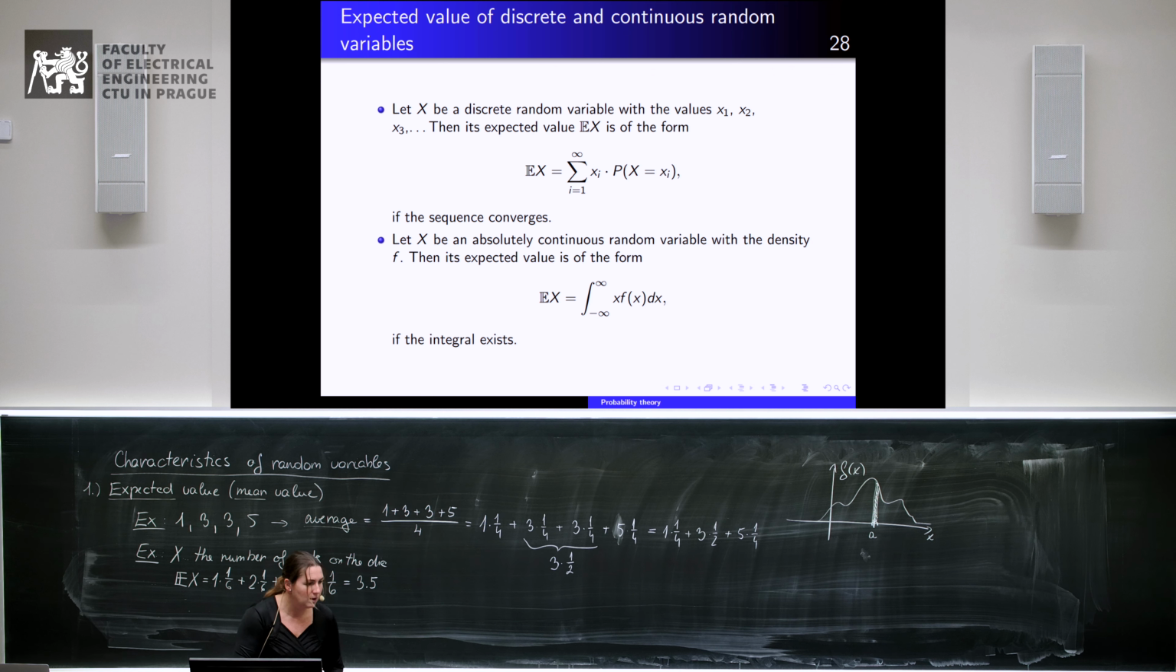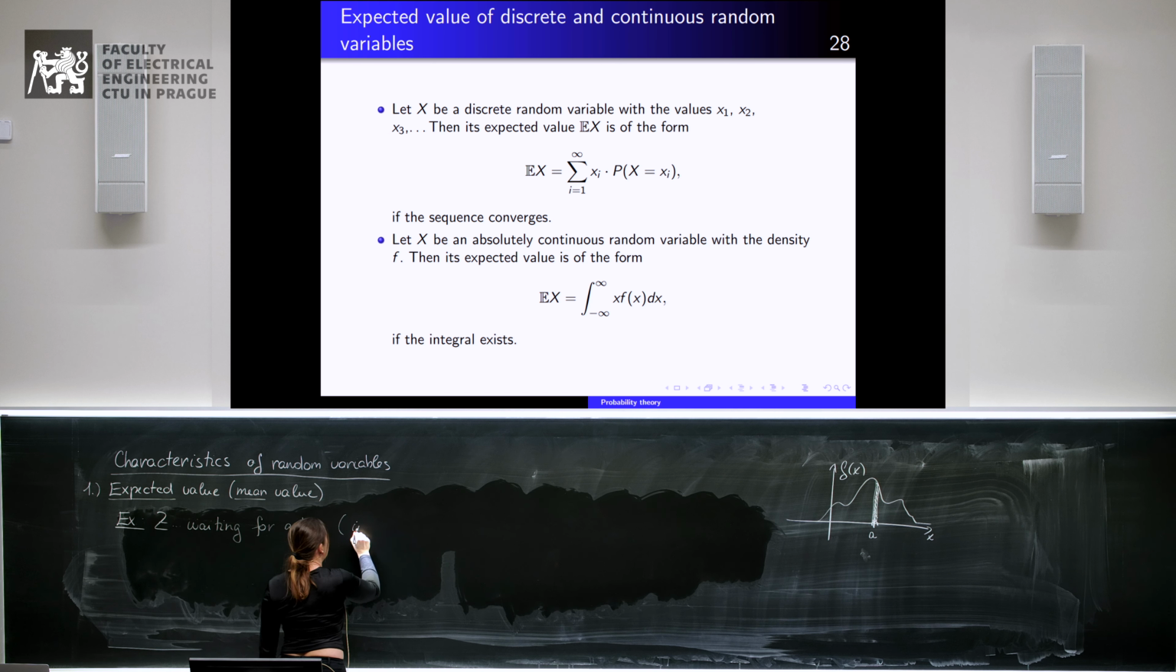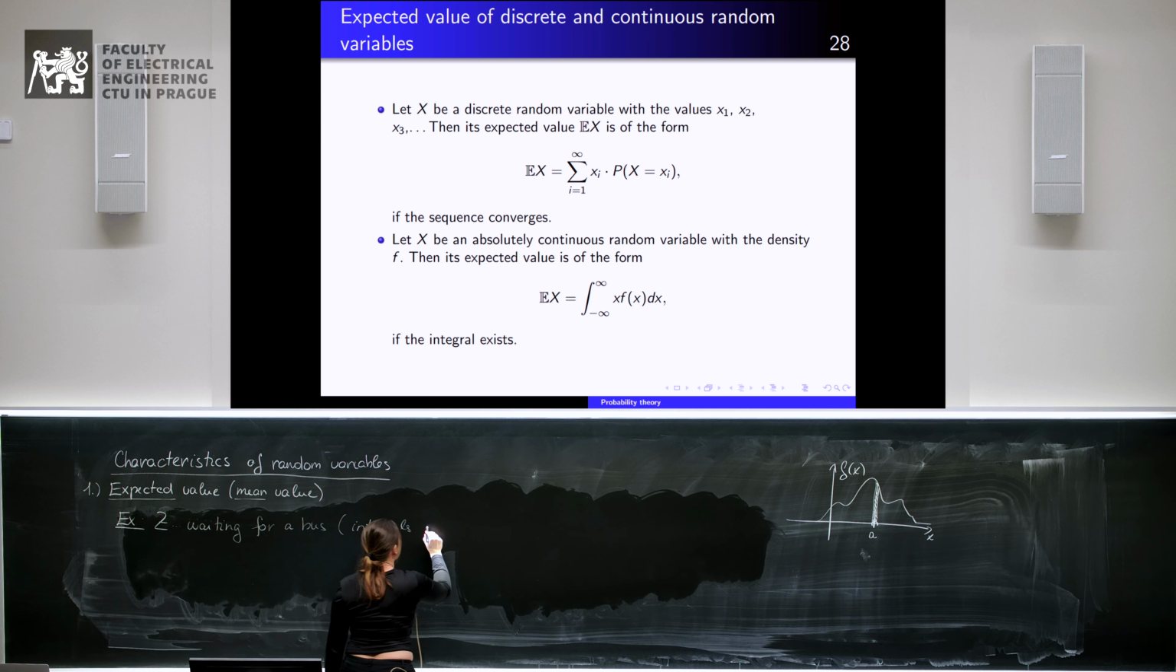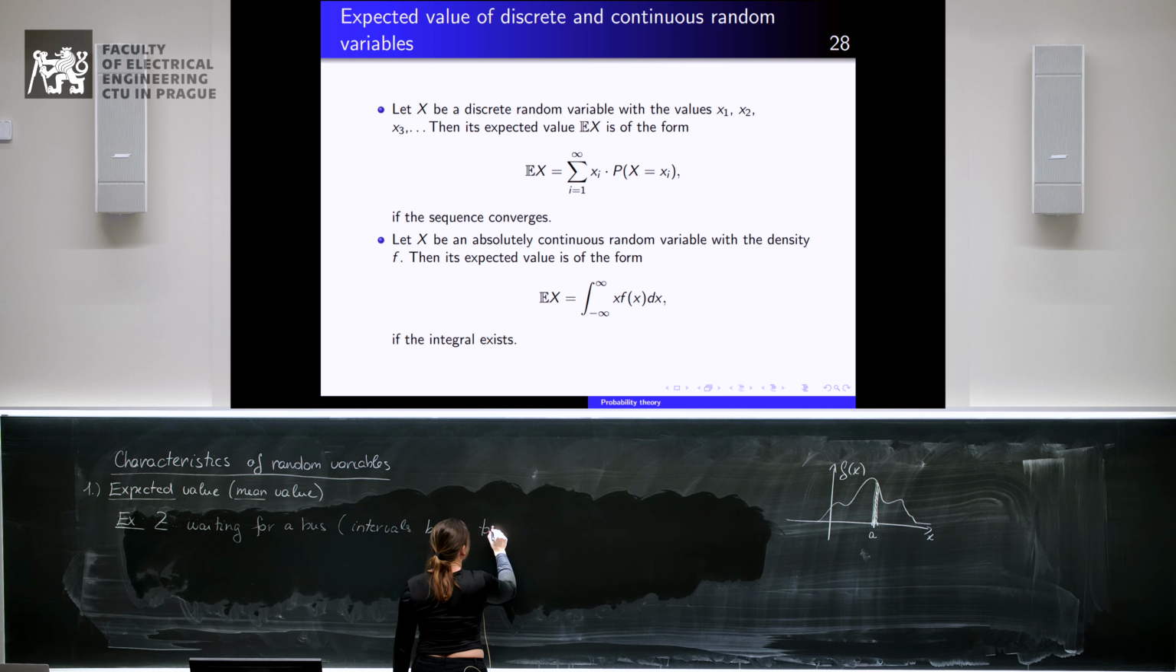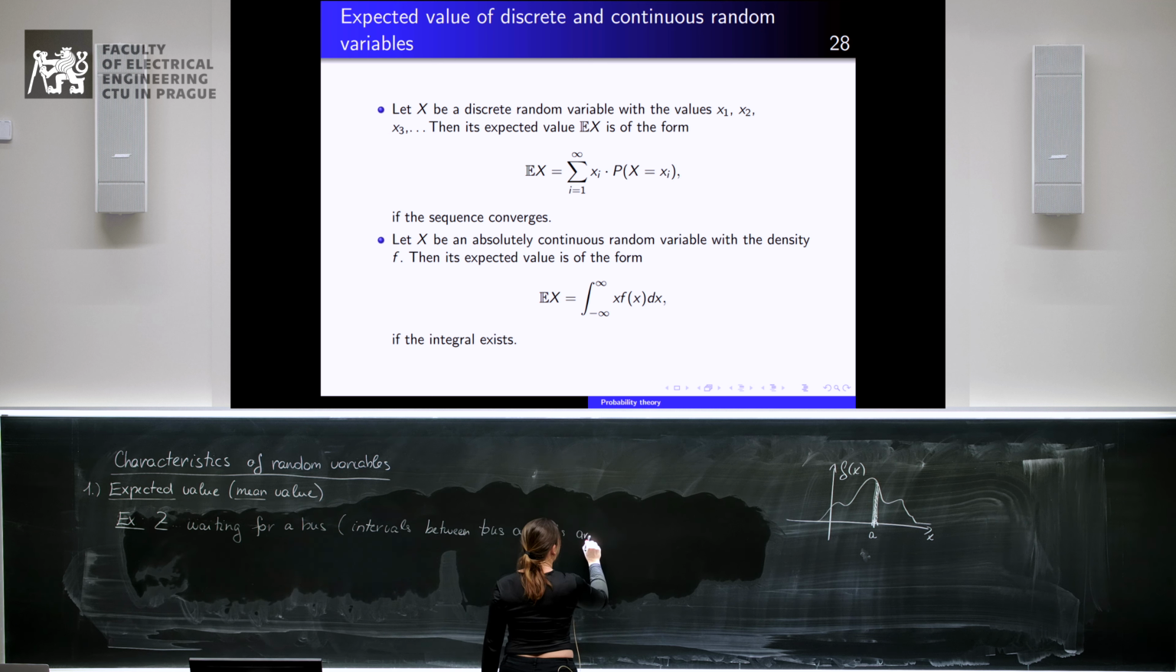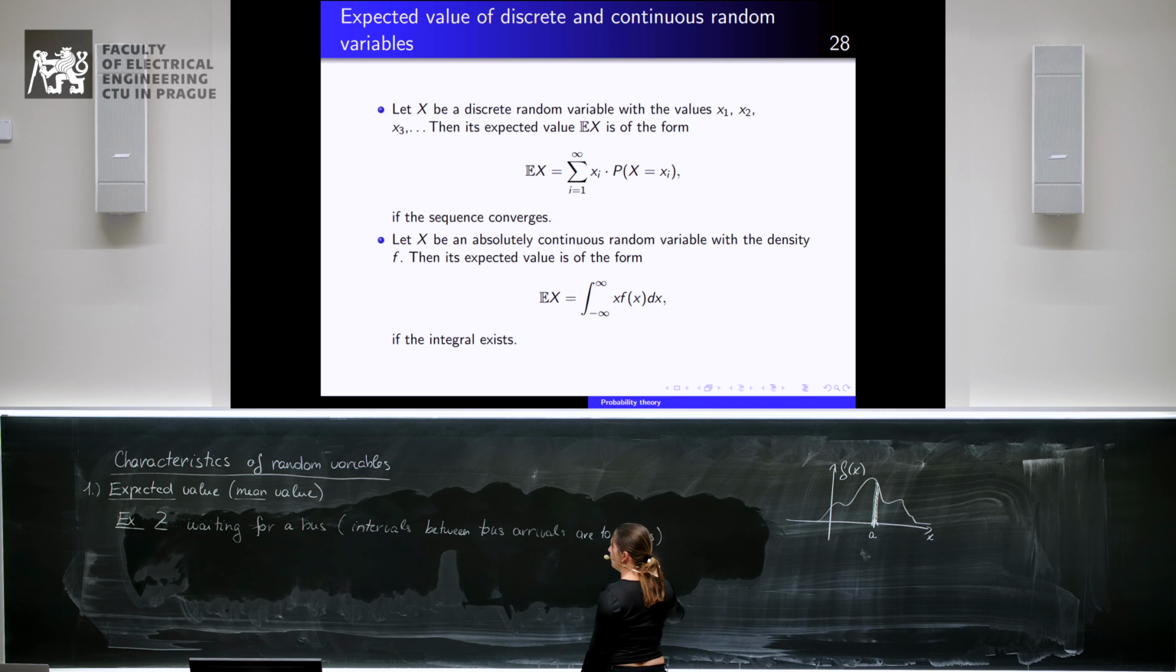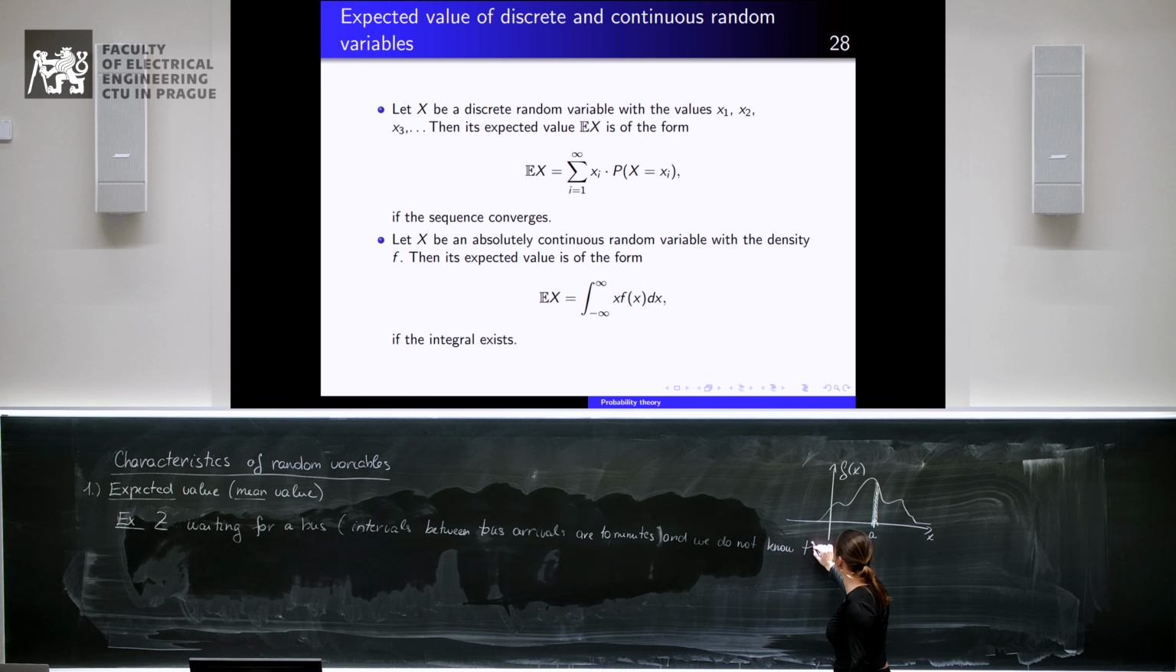So look for more expected values. So we can calculate the expected value in the case of waiting for the bus when the time intervals between two bus arrivals are 10 minutes. And we do not know the time schedule.